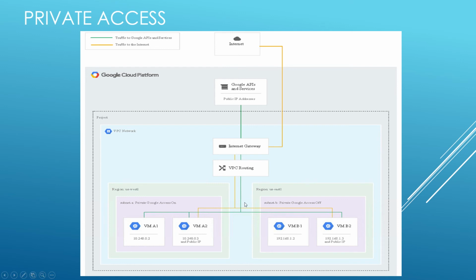So if it wants to consume the resources, the traffic will go like this. If it needs to consume internet resources, it will go like this. For this VM, it has no external IP and also it doesn't have private access. Because of that, you cannot reach the Google APIs either through external internet access or through Google backbone. The next one has a public IP and it can consume the Google APIs and services.